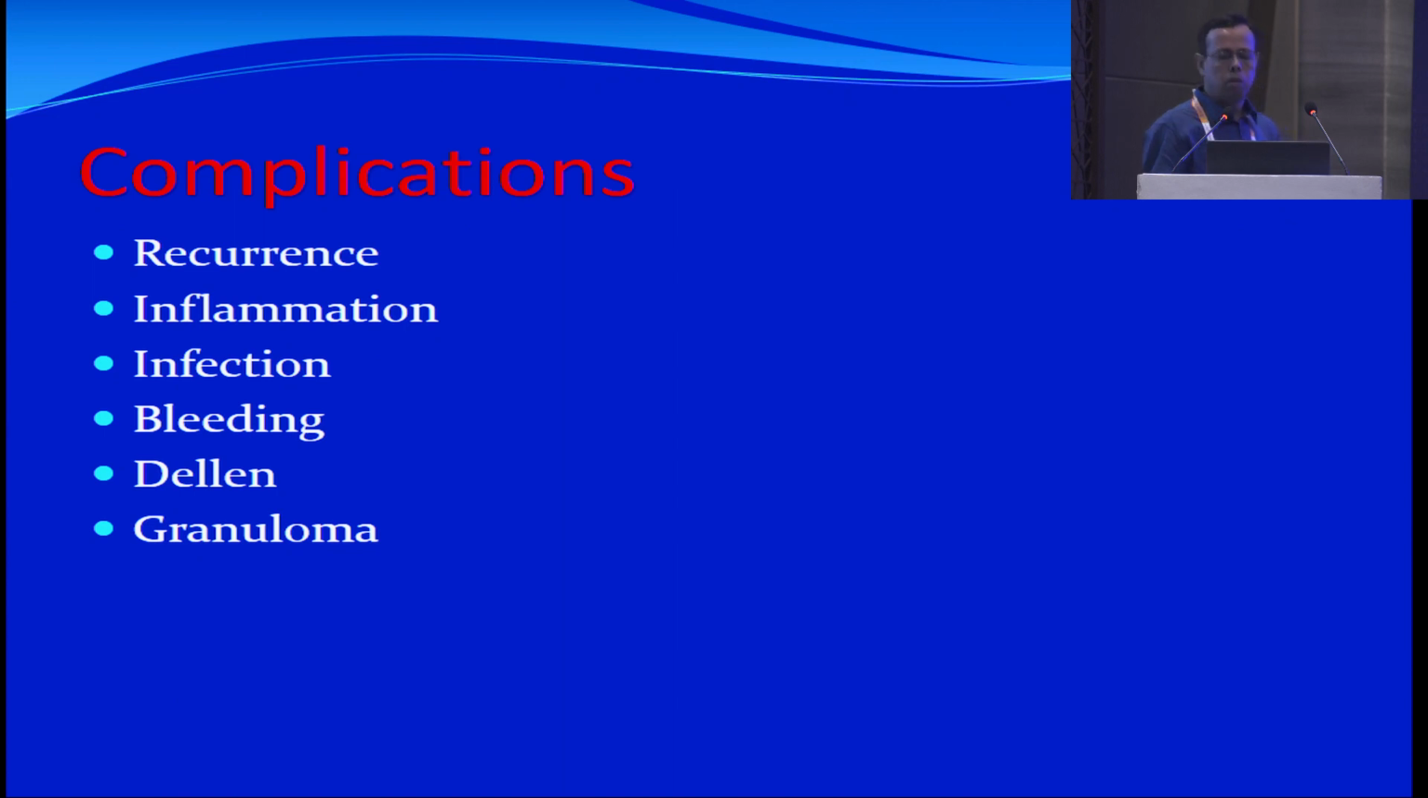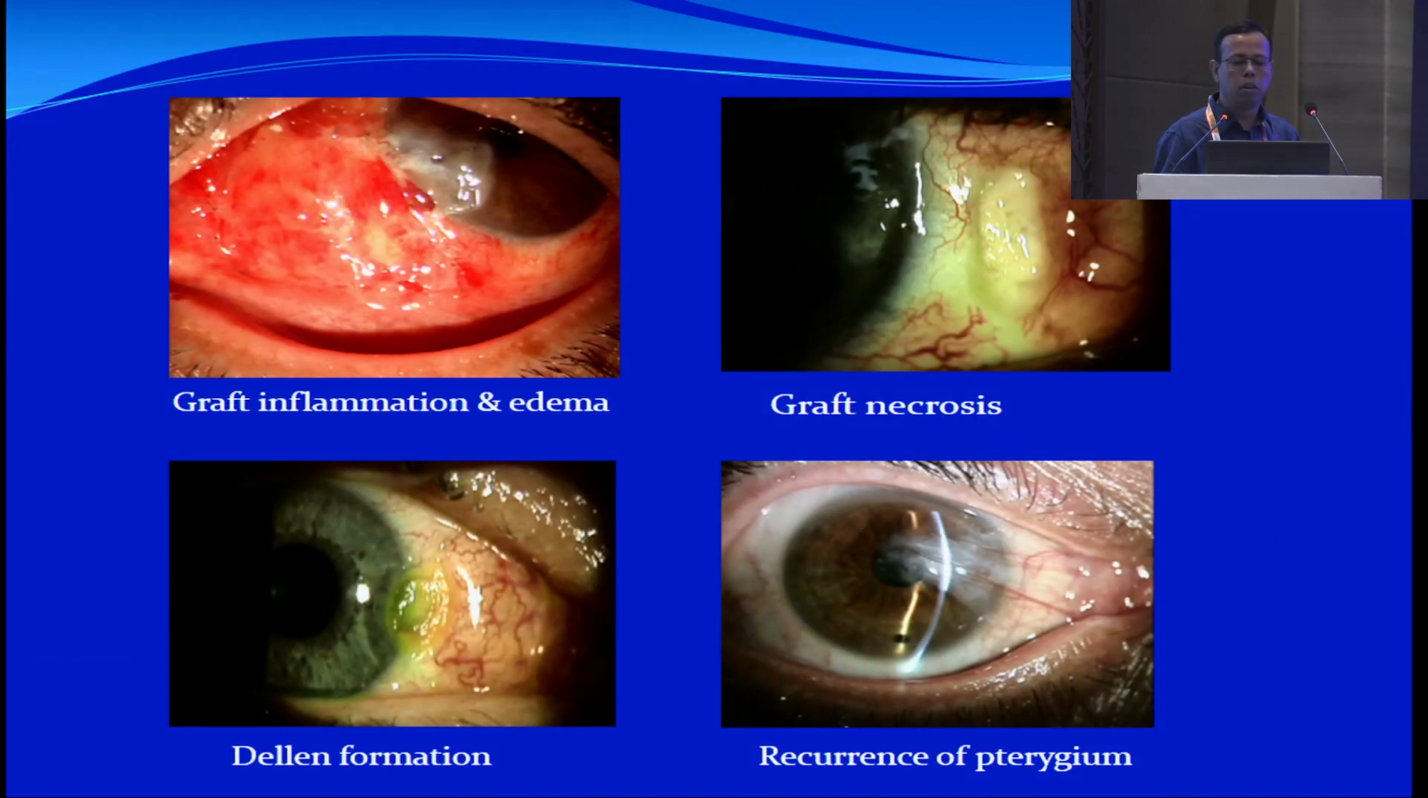But there can also be complications with this conjunctival autograft, like recurrence, inflammation, infections, bleeding, sometimes Dellen formation, or granuloma formation. These are some of the pictures showing post-operative complications like graft edema and inflammation. There can be graft necrosis also in some cases. There can be Dellen formations, or recurrence can also occur.